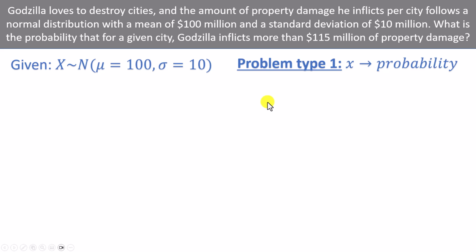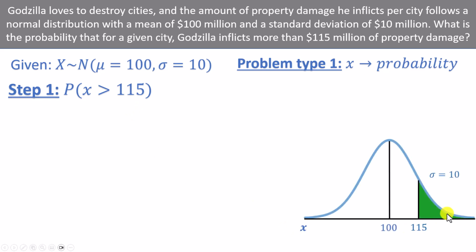The first step of the problem is to write out a probability statement based on the probability that was asked. And in this case, they asked for the probability that he inflicts more than $115 million of damage. So the way that we would write that is it's the probability that X is greater than 115. Now at this stage, you could start to draw the picture. You don't necessarily have to at this step, but if you'd like to, you can draw the picture to visualize what's going on. We have our variable, which we're representing by X. 100 is the mean, so that goes right down the middle. And then that means 115 would be somewhere to the right. And we want to find the probability we are greater than 115, so I've shaded the area to the right. And that's really the probability that we are trying to find.